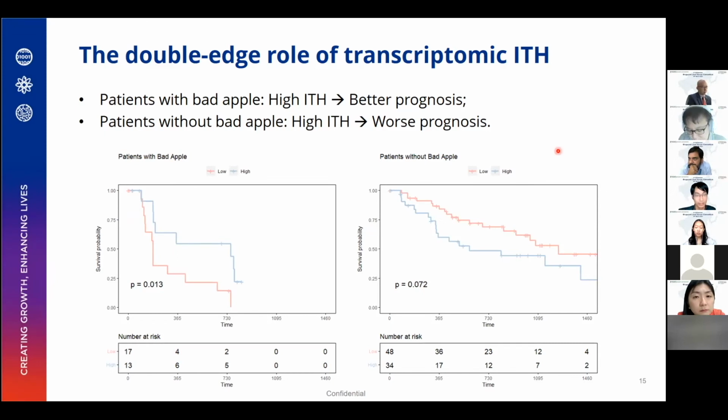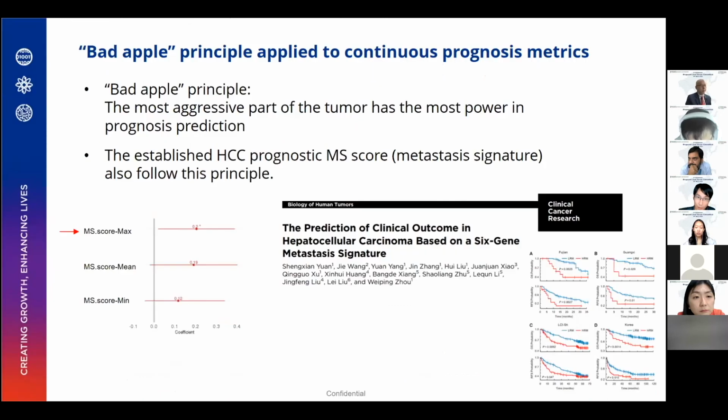And to demonstrate this point even further, we came up with a bad apple principle, that it is the most aggressive part of the tumor that has the most power in prognosis prediction. To demonstrate this, we use another published prognostic biomarker, called the MS score, as shown in this paper. They use the MS score, a multi-gene expression-based biomarker, to predict whether a patient will recur or not. So they have a very strong segregation in other cohorts.